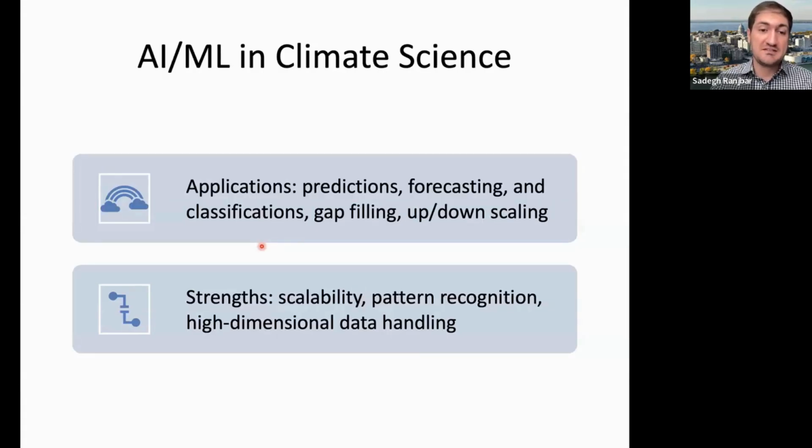And the main strength of these AI and ML models is their scalability. We can create models and upscale or downscale them to large continental scales, and they have a high ability to capture very complex patterns. Also we can use high dimensional data, and machine learning models are very good at handling those data sets.